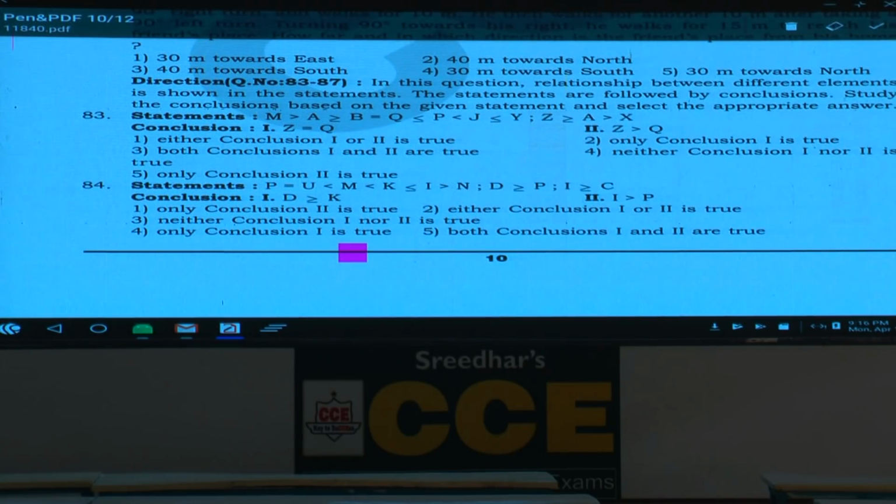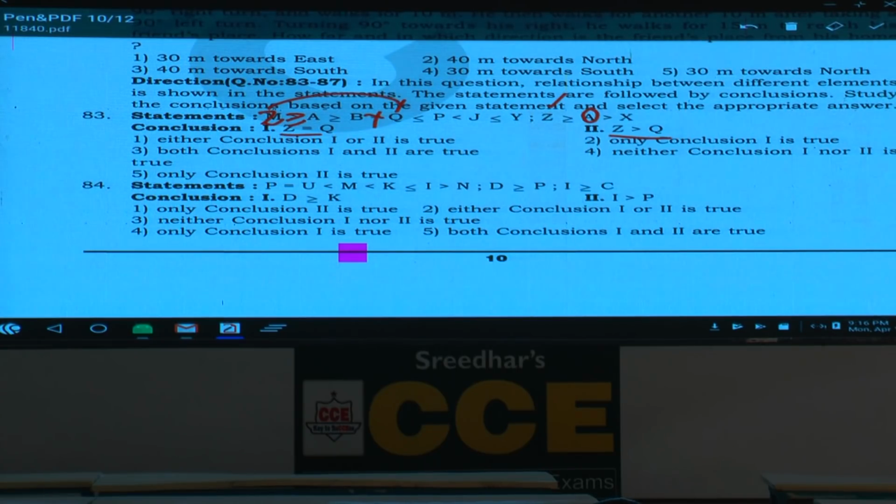Now in these coded inequalities, the first question is the relation between Z and Q. Now if you observe here, both the conclusions are in between Z and Q only. Where is Q? Q is here and Z is here, and the letter which is common between these two statements is A. Z greater than or equal to A, hence Z will be here, greater than or equal to A, and so on.